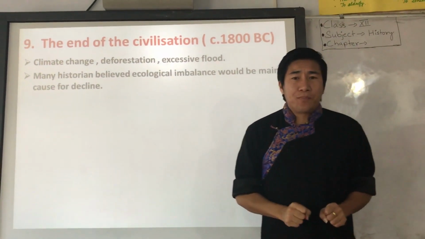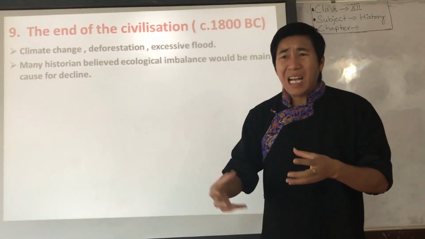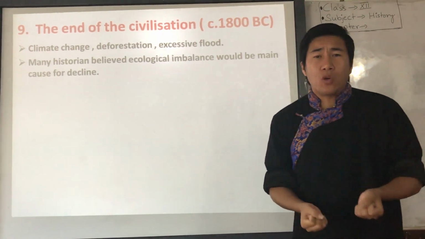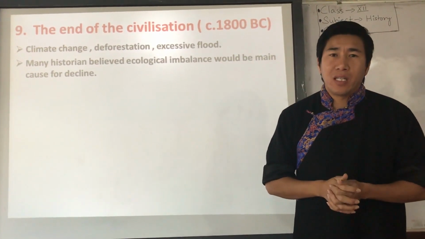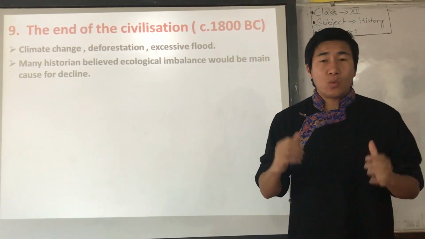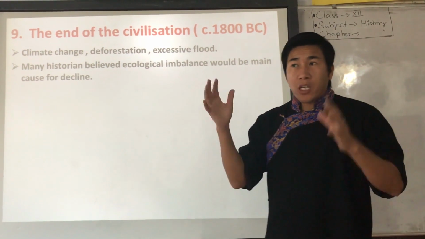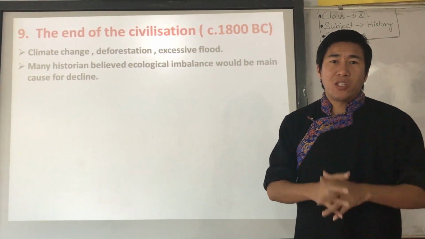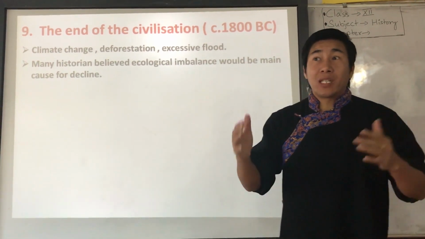So what do I think is the most precise or authentic reason for the decline of the Indus Valley civilization? I would call ecological imbalance the main reason. This is what I think, and I have read many books that mention ecological imbalance as the main reason for the decline. Got it?